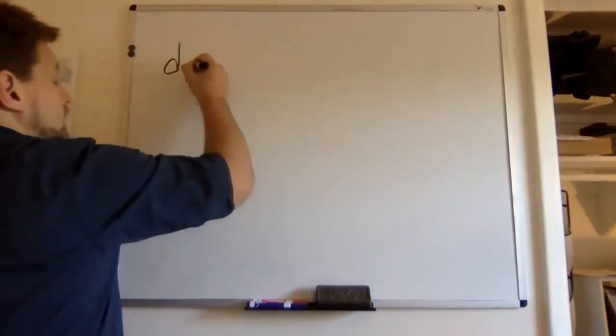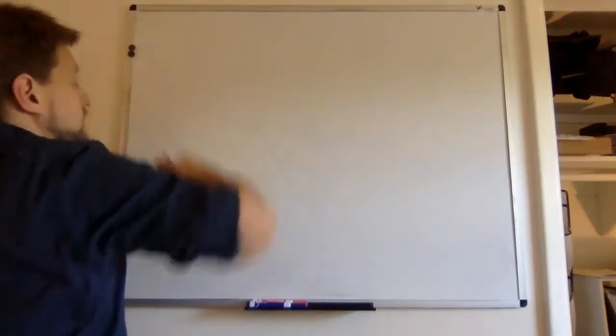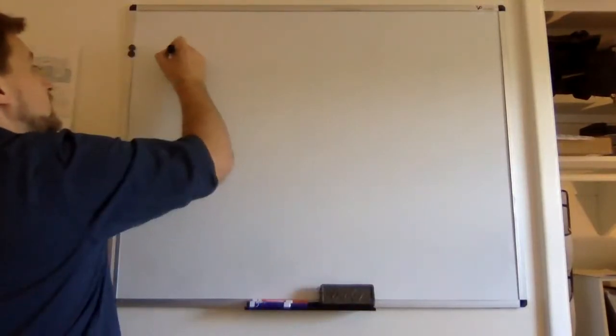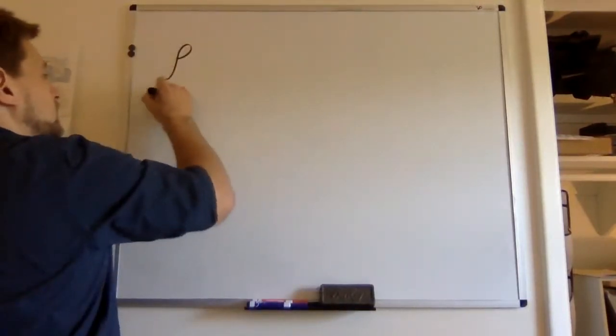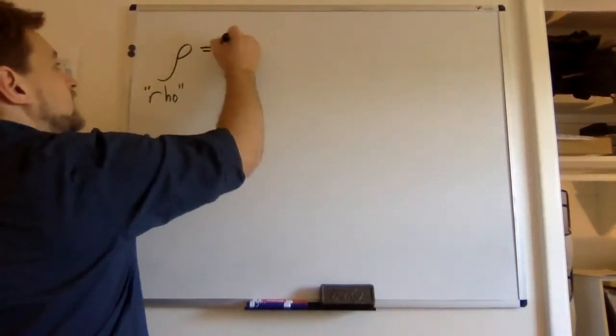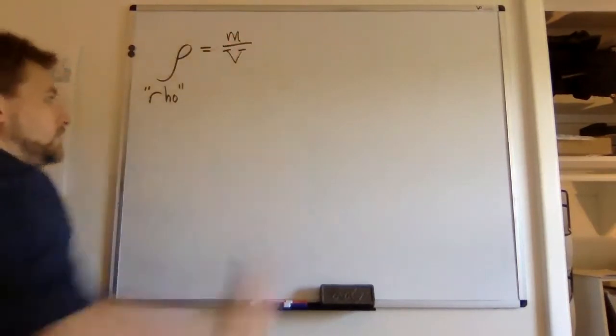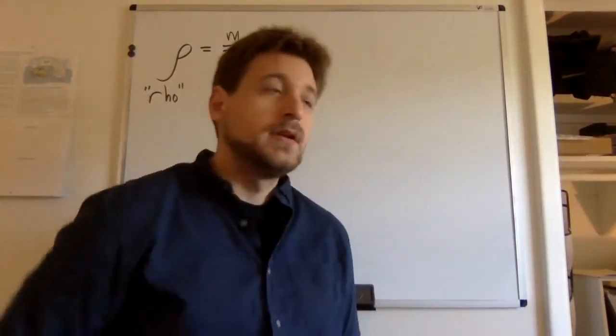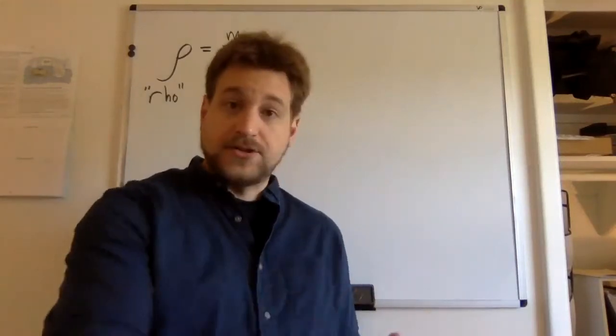Okay, so we were talking about density a minute ago. Instead of writing out density, I'm going to use the symbol rho, R-H-O, Greek letter rho, for density, mass per volume. If I wanted to calculate a density, I would need to go measure a mass, and I would need to go measure a volume.